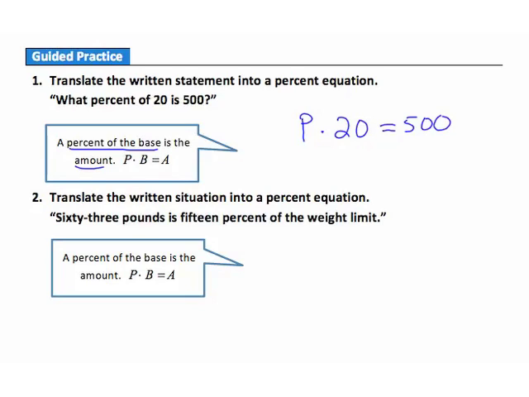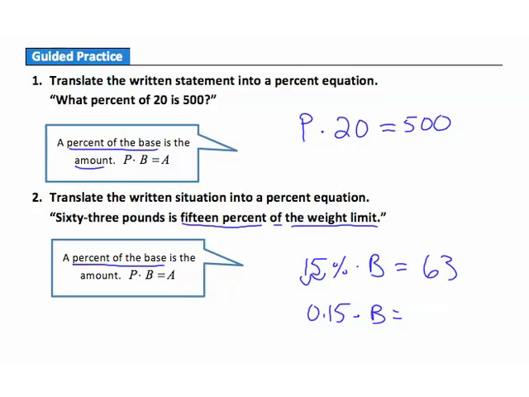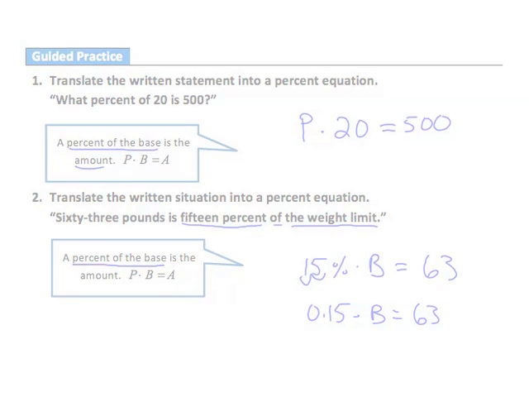Question 2. Translate the written situation into a percent equation. 63 pounds is 15% of the weight limit. So let's first look again for percent of the base. So here is 15% of the weight limit. Well, we don't know what the weight limit is, so the base is going to be unknown here. So we're going to take 15% times our base, which is unknown. And when we do that, we're going to get the amount, which is 63 pounds. Now, one more step here. We need to change 15% into a decimal. So we would move that 2 to the left. And so we would get 0.15 times the base equals 63.